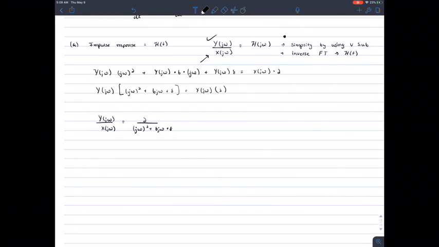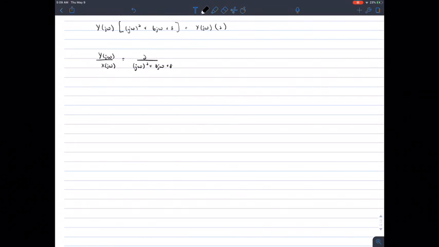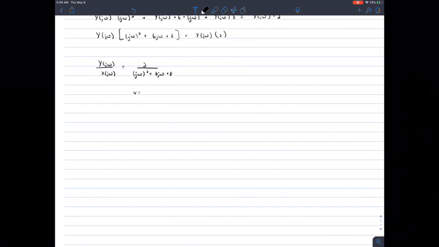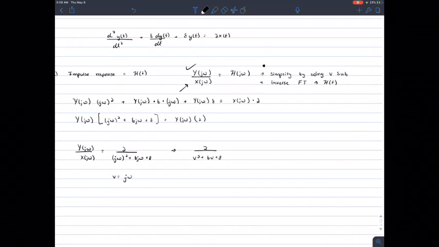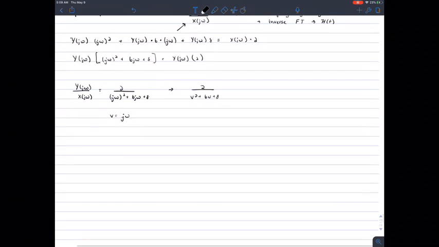Simplify by using v substitution. What I mean by that is v is going to be equal to j omega. Okay, so 2 over v squared plus 6v plus 8. Alright? V substitution, and we need to simplify this, okay? And we should all know this is going to turn into some partial fractions, A over something plus B over something, right? But we need to change this.